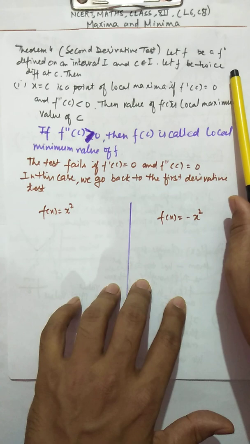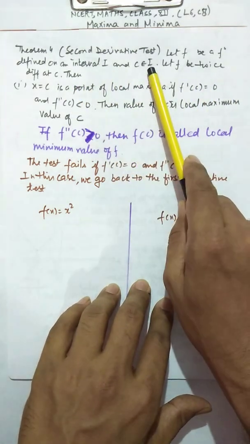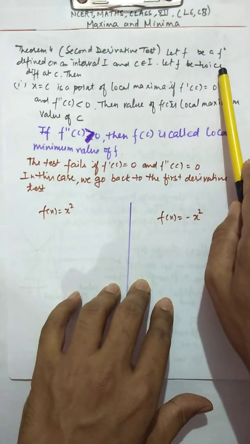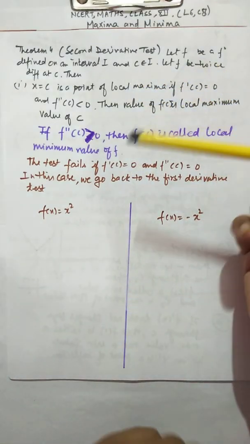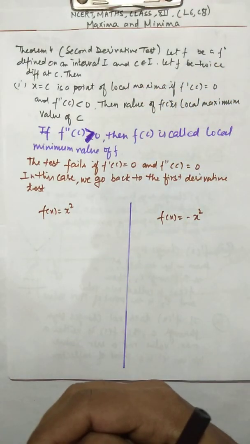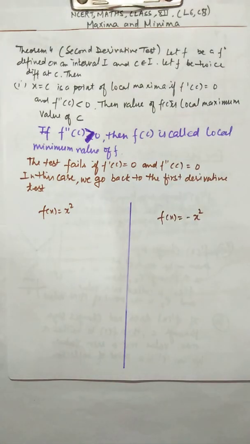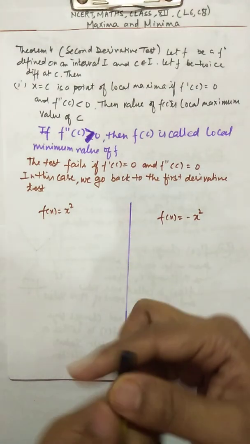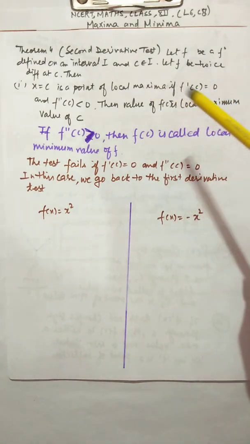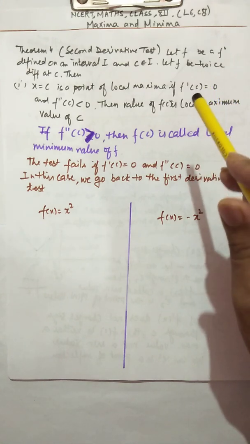Let f be a function defined on an interval I and c belongs to I. Let f be twice differentiable at c, then the first condition is that you should be able to differentiate the function twice, otherwise the second derivative test cannot be applied. So x = c is a point of local maxima if f'(c) = 0. You remember that c is a critical point. The c here that we are mentioning is a critical point.